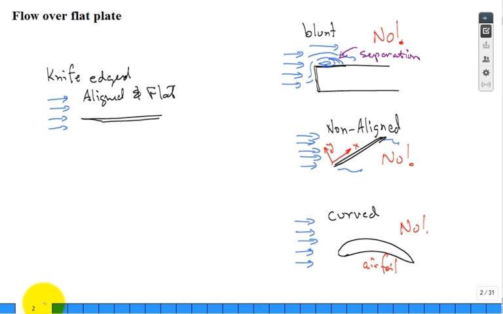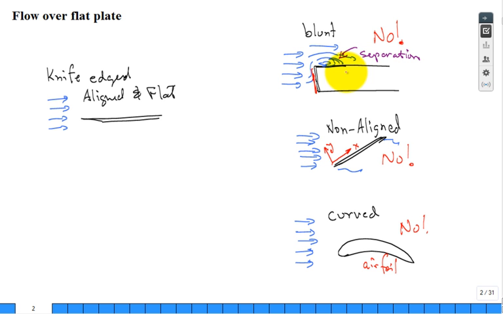All right, so this is just the beginning. We're going to study flow over a knife-edged flat plate. Is it a blunt flat plate like this? No, because if you had a big blunt area in the beginning, then the flow that was here would have to be pushed up and you'd immediately get a nice separation region right in there.